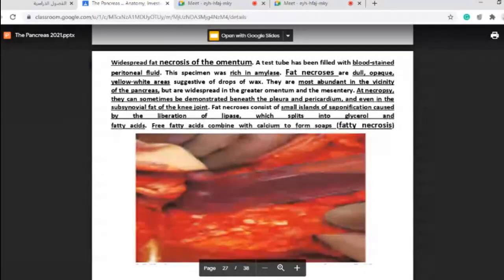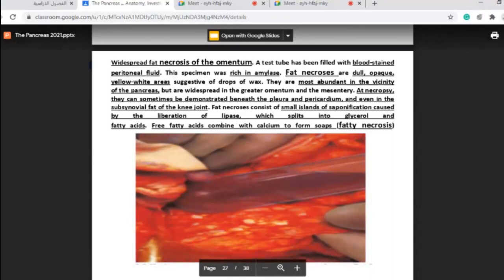Widespread fat necrosis of the omentum. There will be a blood-stained peritoneal fluid rich in amylase, and fat necrosis areas are dull, opaque, yellow-white. Okay, most abundant in the vicinity of the pancreas. This is to start with, and may be widespread in the greater omentum and the mesentery. But if the condition is very severe, necrotizing hemorrhagic pancreatitis, it may be fatal.